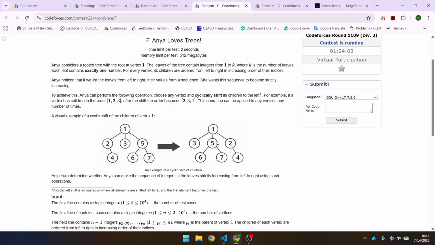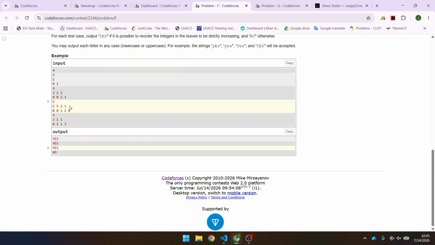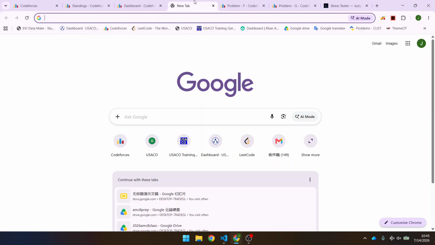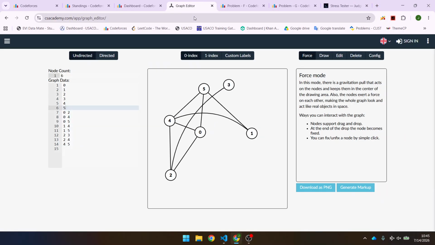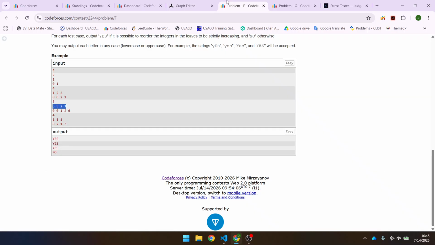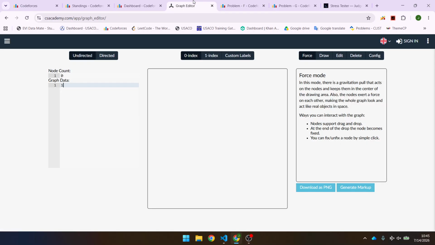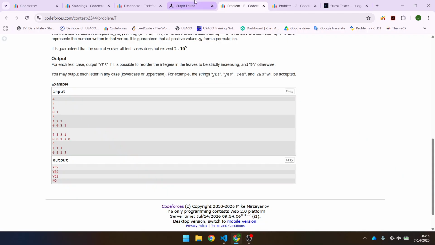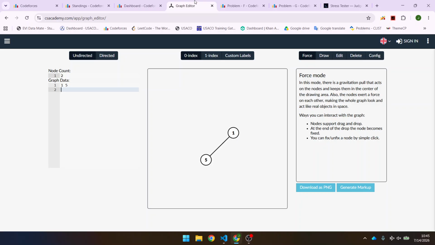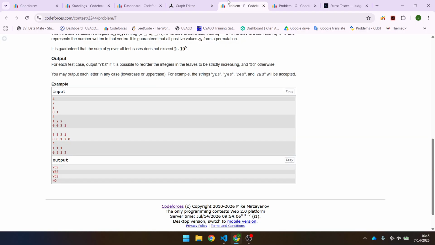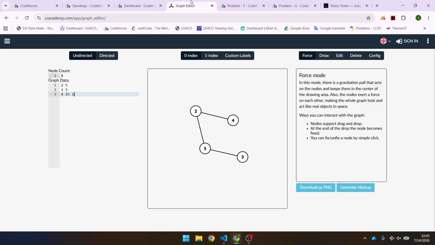3 DP, right? So we start at 6. Let's see. Let's go to this one, right? Graph editor. So 1 and 5. Now 2 and 5. 3 and 5. 4 and 2. And 5 and 1.